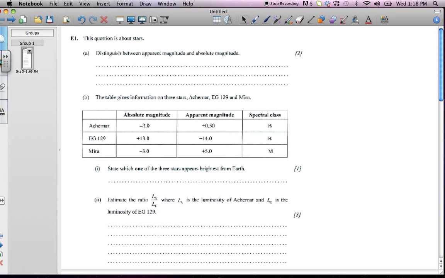Distinguish between apparent magnitude and absolute magnitude. So here it's important that you understand your definitions. So apparent magnitude gives us an indication. It's a measure of how bright a star is as seen from the Earth.